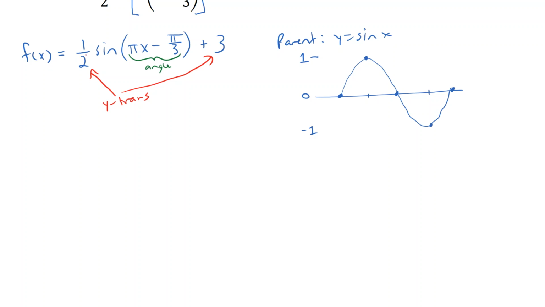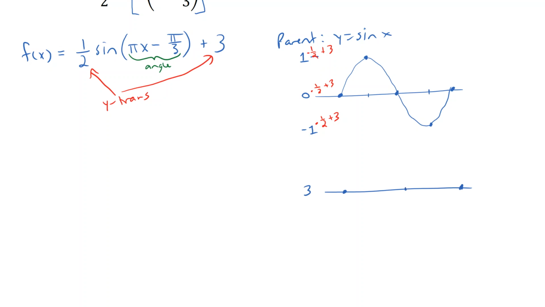Now, the y transformations are multiply y by 1/2. If I multiply my y values by 1/2, I need to multiply each of these times 1/2. So now they're 1/2, 0, and negative 1/2. And then I need to add 3, which is going to shift everything up by 3. After I apply my y transformations, my new average value is 0 times 1/2 is 0, plus 3. So my new average value is 3.